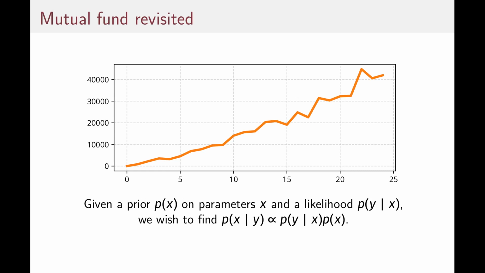We're going to look at the mutual fund again. We have a prior p of x on our parameters. Our parameters are two things: the deposit and the interest rate. We also have a likelihood, and that will be our observations here along with some measure of error. And we want to update our prior belief to get a posterior.